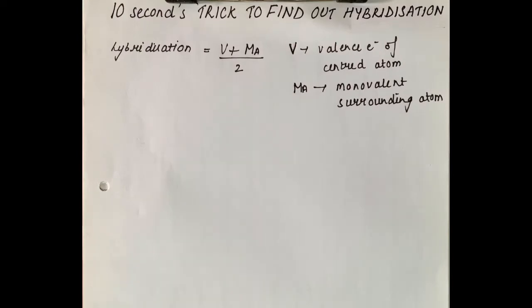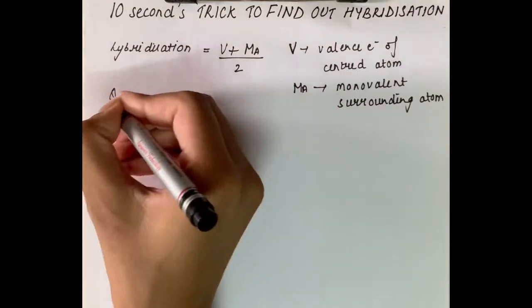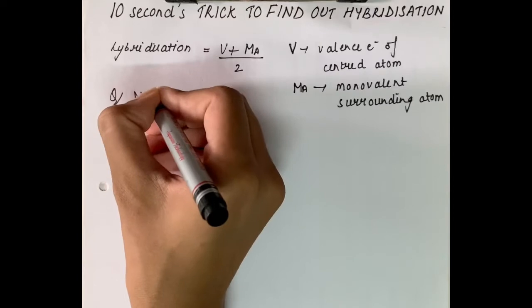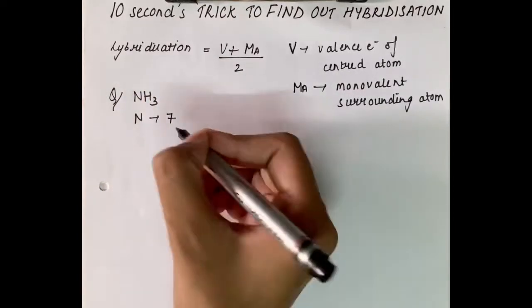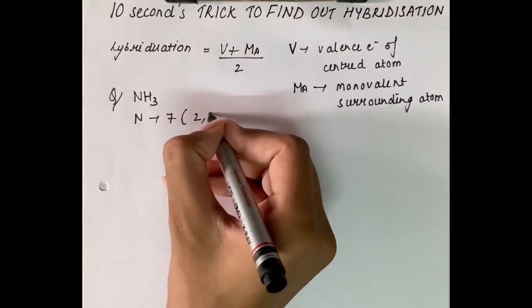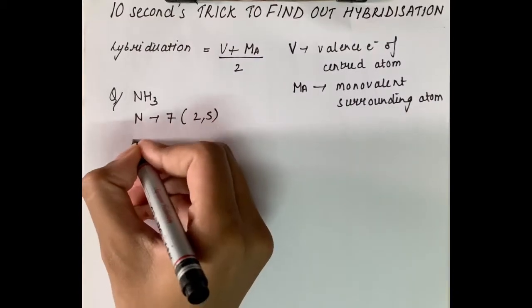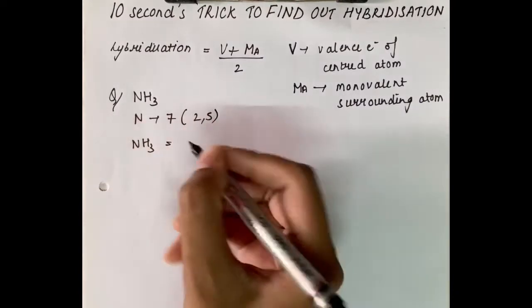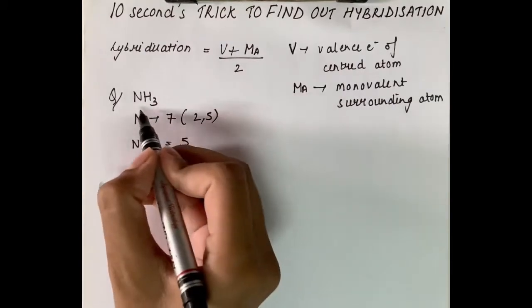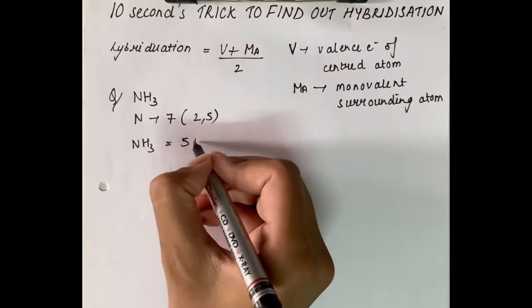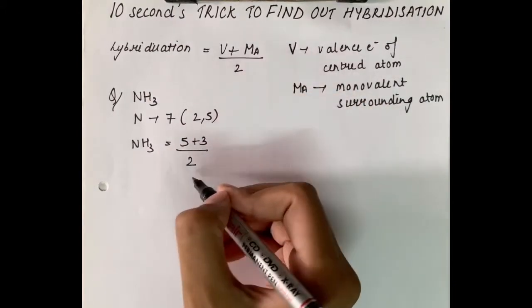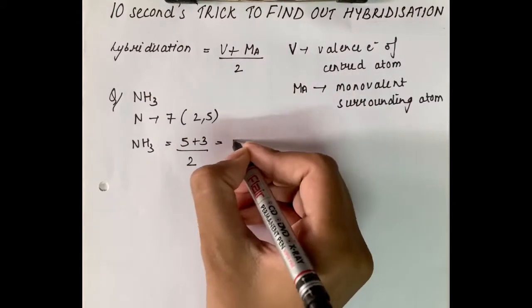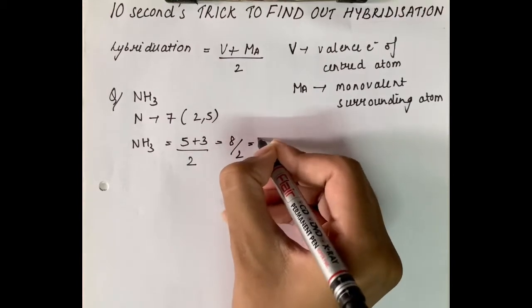And the first question is calculating the hybridization of NH3. Here, nitrogen is the central atom and its atomic number is 7, which can be written as 2, 5. The 5 here indicates the valence electrons of the central atom, that is nitrogen, and the number of monovalent atoms present here is 3. So the formula is 5 plus 3 by 2, that is 4.